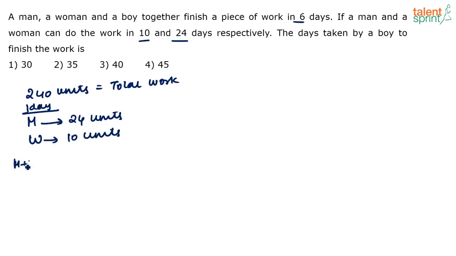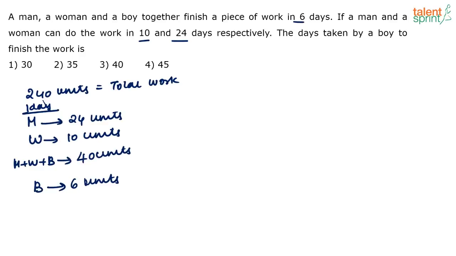Now man, woman and boy put together, they are finishing the work in 6 days. So in 1 day, man, woman and boy will do 240 divided by 6, or 40 units of work. So what is the work done by the boy in 1 day? How many units of work will he finish? See, 24 plus 10, 34 units is being finished by the man and the woman. So the boy has to do the remaining 6 units. Out of this 40 units, 34 is finished by these two. So the boy will do the remaining 6 units of work.